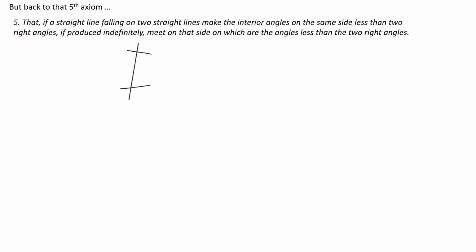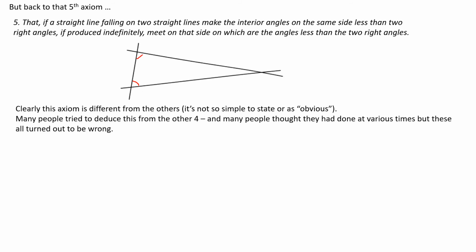But back to that pesky 5th axiom. You remember the axiom: if you have 2 straight line segments and you extend them, they will meet if and only if the interior angles on that side add up to less than 2 right angles, less than 180. So clearly this axiom is different from the others, it's not so obvious. And many people over the years tried to deduce this from the other 4. How can you prove this result just from the first 4 axioms? And every time they thought they'd had it, it turned out to be wrong.